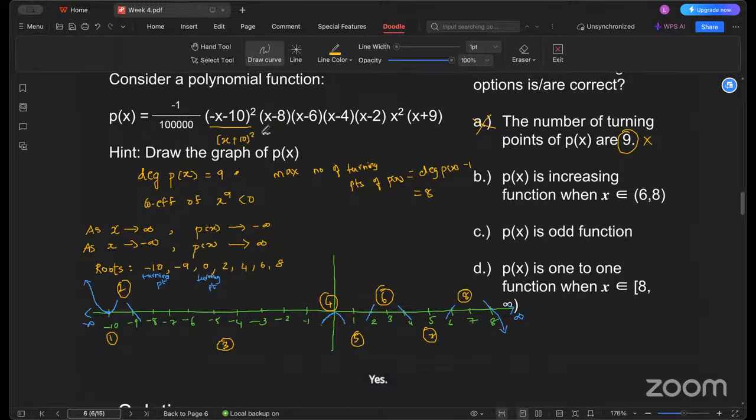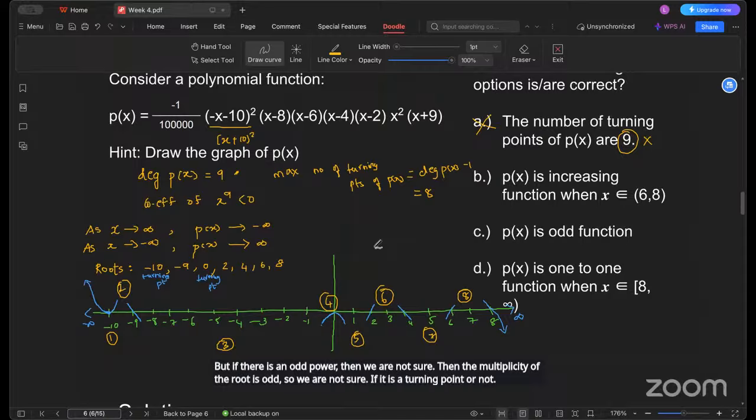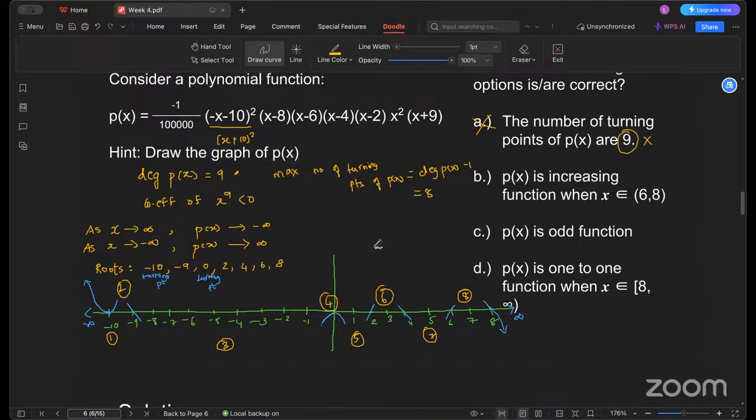Yes. But if there is an odd power, then the multiplicity of the root is odd, so we are not sure if it is a turning point or not. In that case also it may have a turning point. Yes, may or may not. But if the power is even, then the turning point is sure. But for odd, we are not sure.